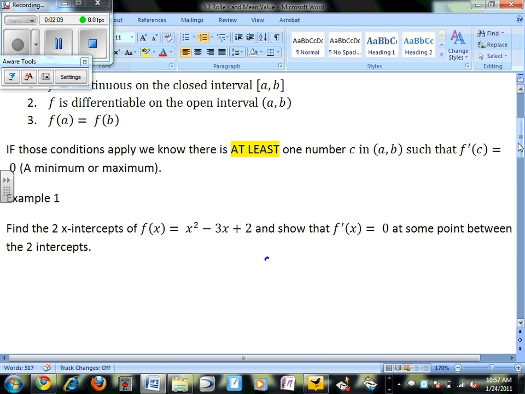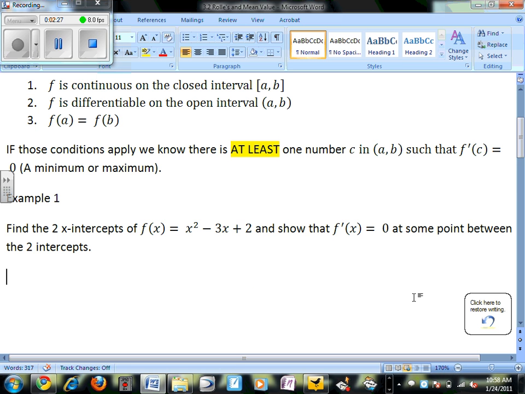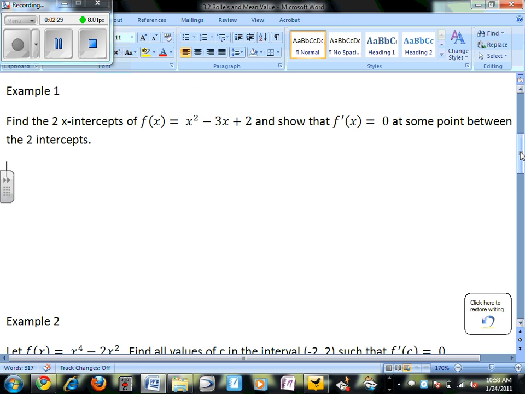If I'm going to start up here on my graph and I have to get back to some point that's that same y value, I obviously have to change directions, right? So the derivative, my tangent line, has to be 0 at some point. All right, so here we're going to do a little illustration of what Rolle's theorem is saying here.